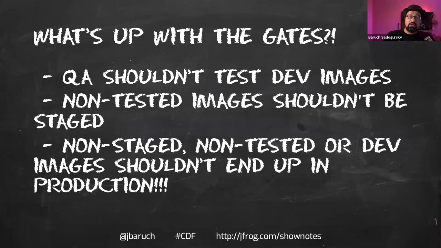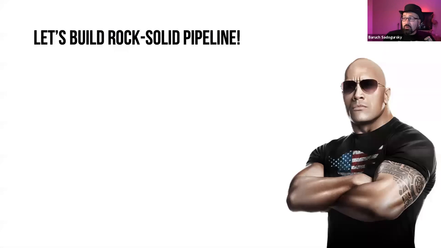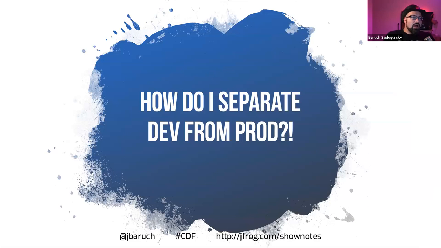And most importantly, we won't get into production something that shouldn't be in production. And how can we guarantee that we build a strong pipeline with strong quality gates? Basically, when we ask this question, how do we build a pipeline with strong quality gates, we ask a question of how do we separate development from production? And there are a couple of ways to do it with Docker.